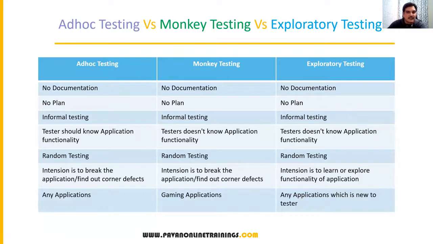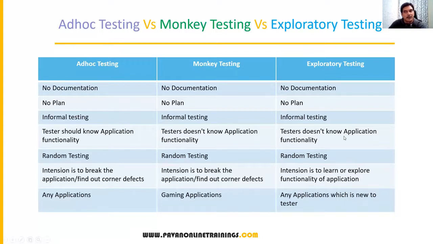Now, let's see the differences. In ad hoc testing, the tester should know the application functionality. He has some kind of experience on the same kind of projects earlier, so he can assume the functionality of the application and do some testing. Randomly testing the functionality by knowing the functionality, that is ad hoc testing. Randomly testing the application without knowing the functionality is called monkey testing. So in monkey testing, the tester doesn't know the application functionalities, but in ad hoc testing, the tester should know them.